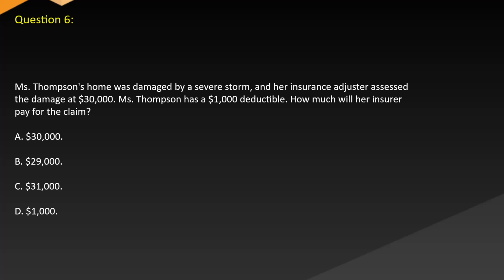Question 6. Ms. Thompson's home was damaged by a severe storm, and her insurance adjuster assessed the damage at $30,000. Ms. Thompson has a $1,000 deductible. How much will her insurer pay for the claim? A. $30,000. B. $29,000. C. $31,000. D. $1,000.